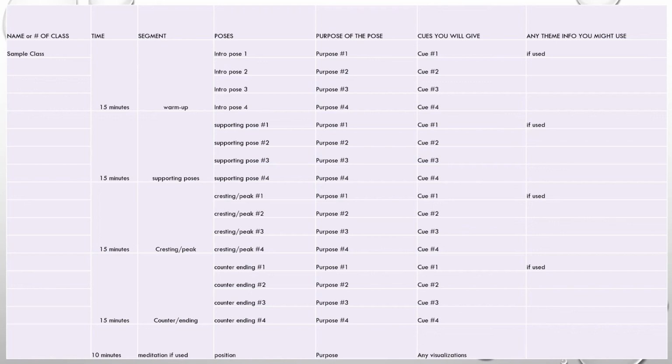sections would include. So my general, like walking in and not 100% sure what I will have in front of me, my default is about 10 minutes into the warm-up, about 20 in my supporting poses, and then anywhere from 15 to 20 for my cresting, and then about 10 or 15 for my countering and my meditation.